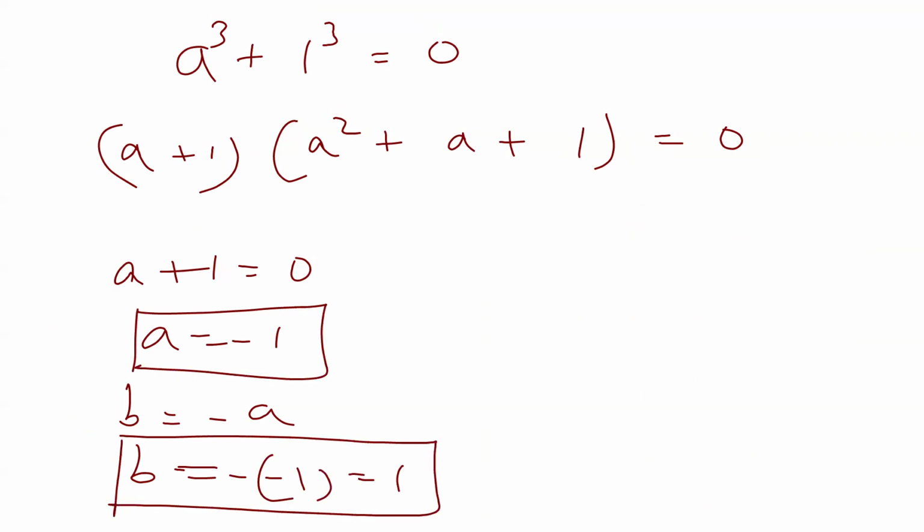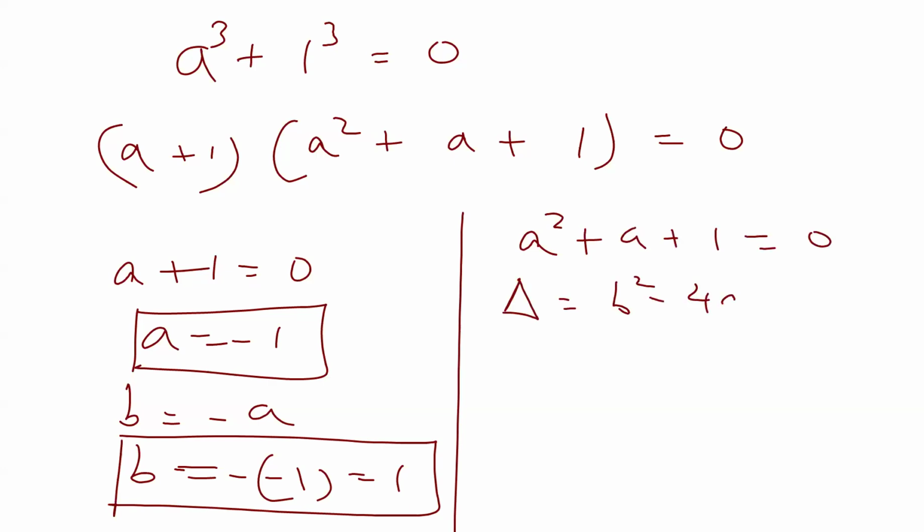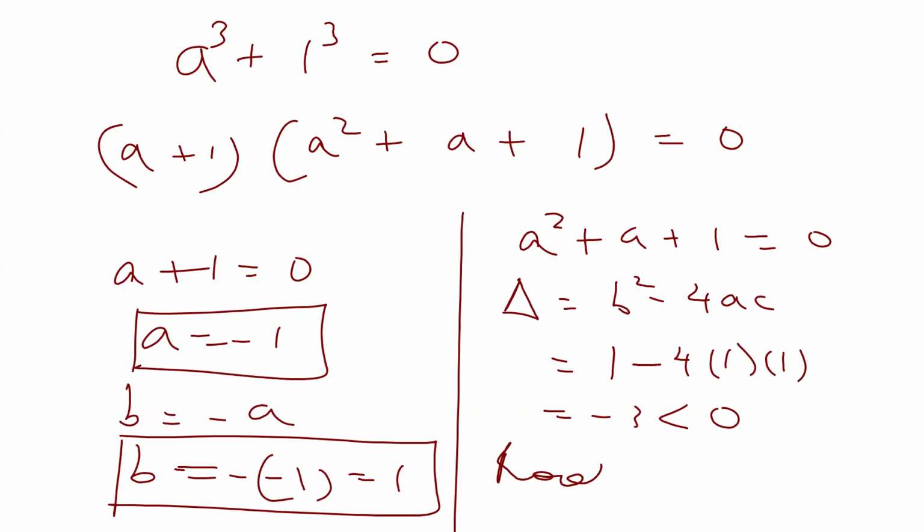Second case, A square plus A plus 1 is equal to 0. We'll find out delta, B square minus 4AC. B is 1 this time, A is 1, C is 1. Delta lesser than 0, roots are complex. So we cannot take complex value of A. So we just have to take the real value of A, that is minus 1. So if A is equal to minus 1, B is equal to 1. This is your solution.